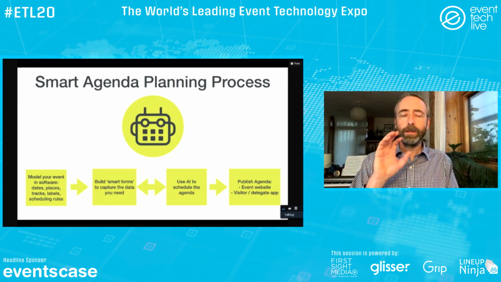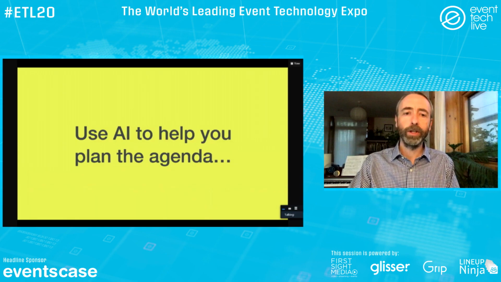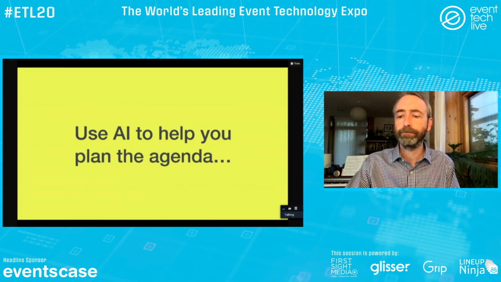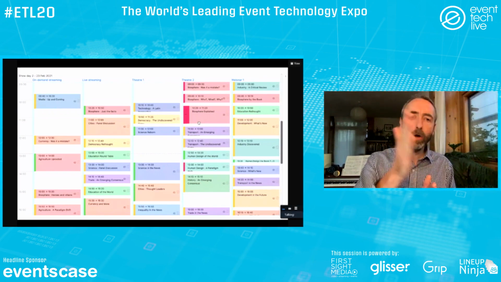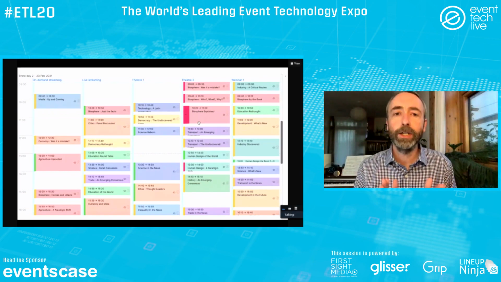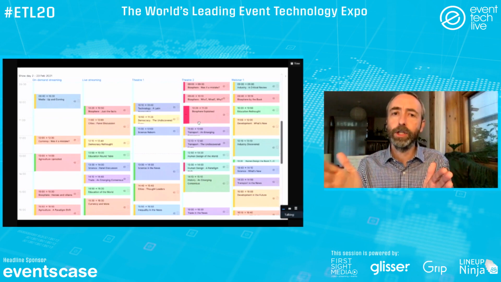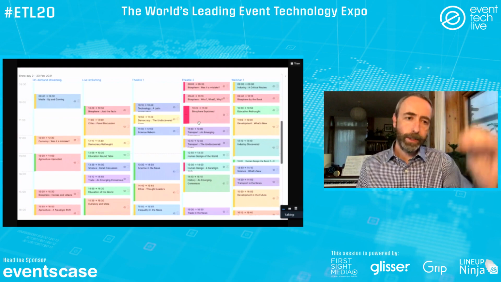Okay, we're going to look in more detail at all of this process, but for now I just want to have a quick look at what it looks like using AI to help you plan the agenda. So here's an agenda planner. The columns are locations, and this is a hybrid event, so some of those locations are virtual and some are physical. Time is going down the side.